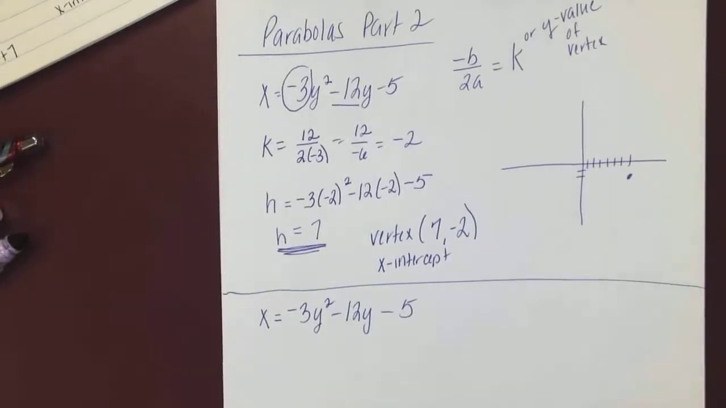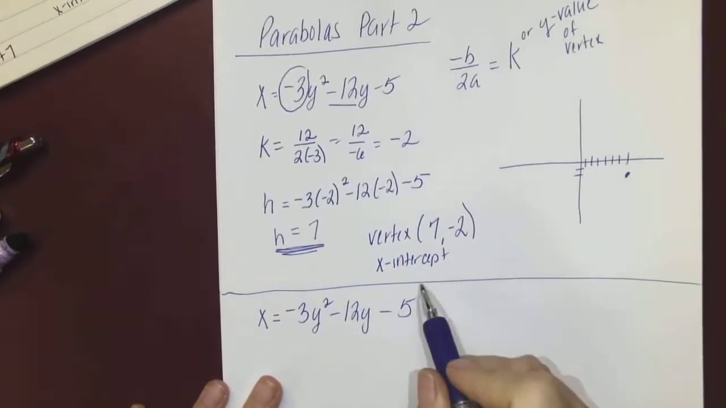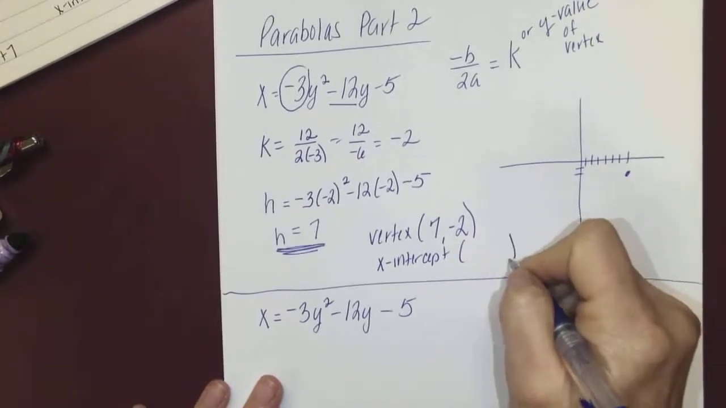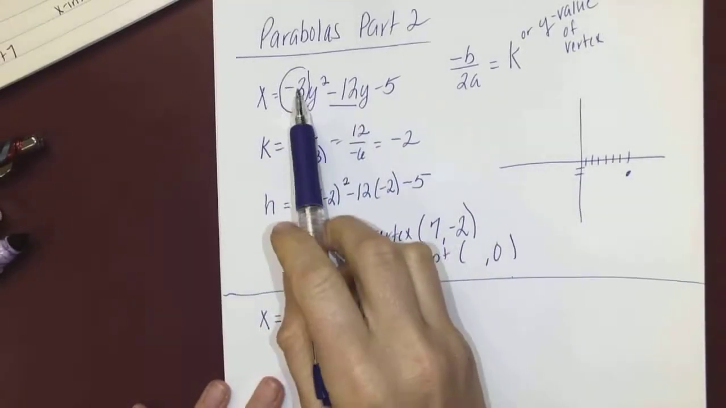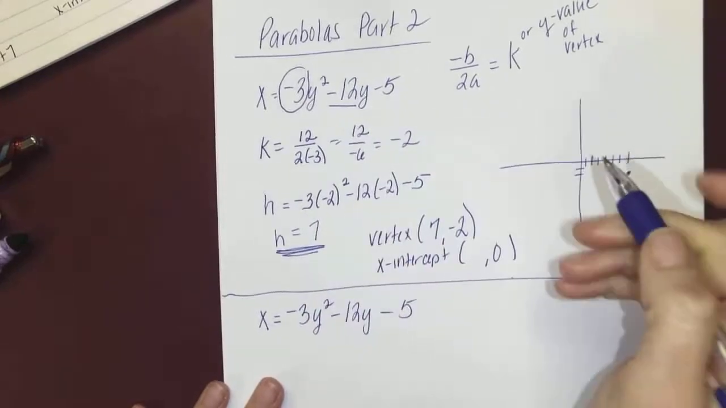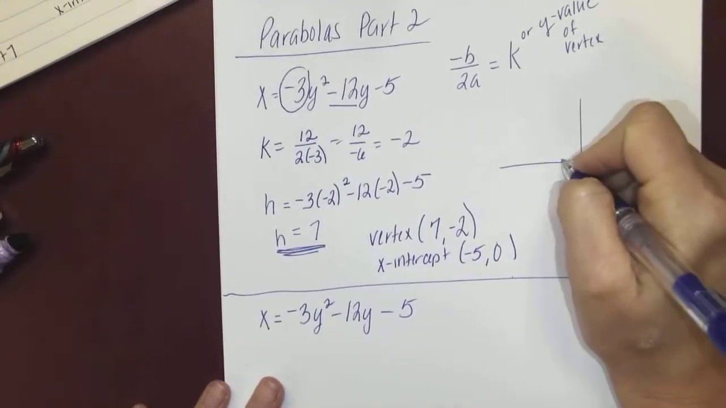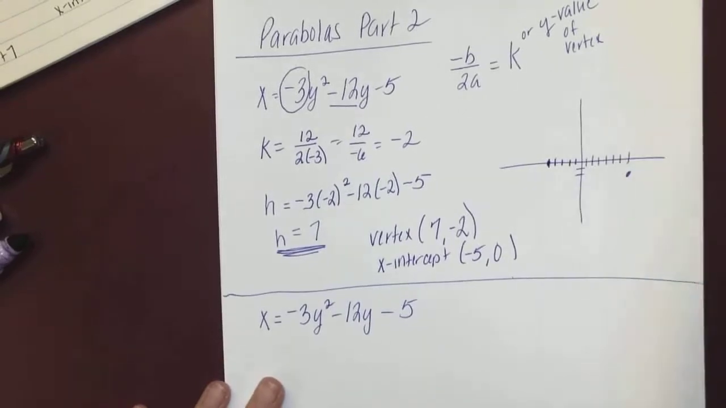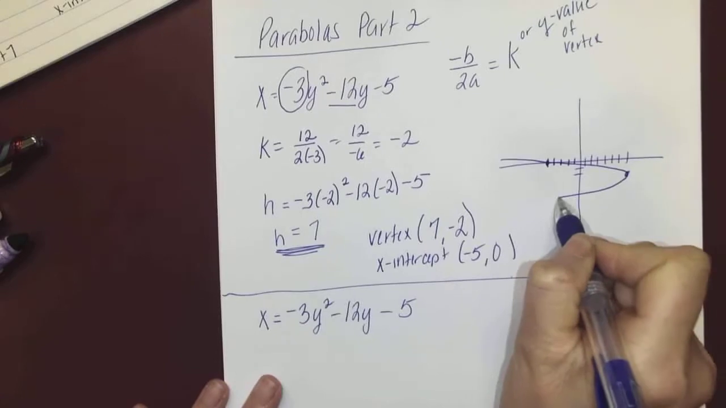Okay, continuing on with parabolas part 2, we found our vertex was (7, -2), which I plotted. We're about ready to find our x-intercept. We're going to plug 0 in for the y's right here, and when we do, we can easily see that that would just be -5. So I'll plot that point, 1, 2, 3, 4, 5. We know it is opening left, and it turns right here at the vertex.